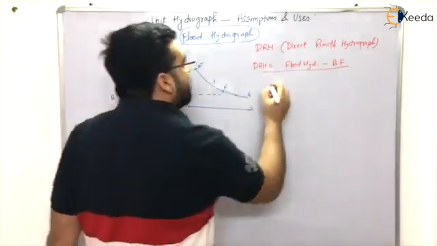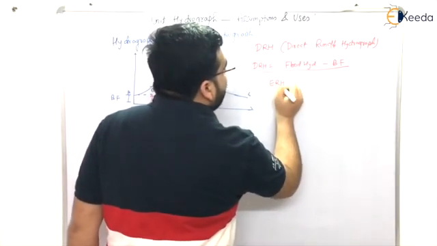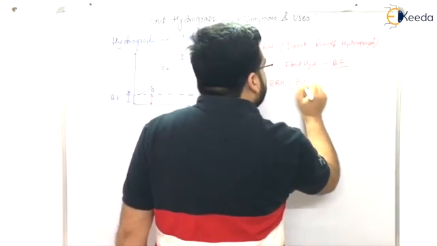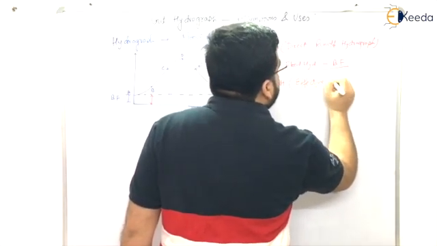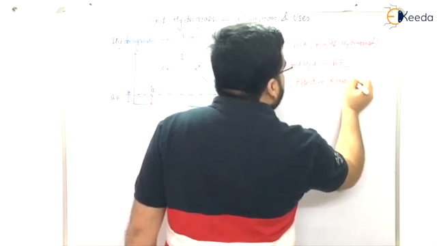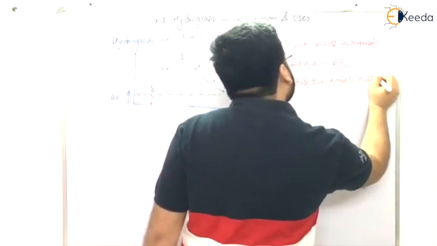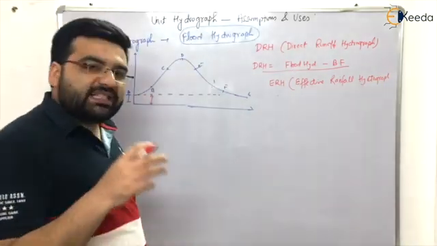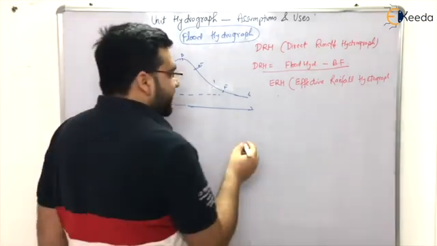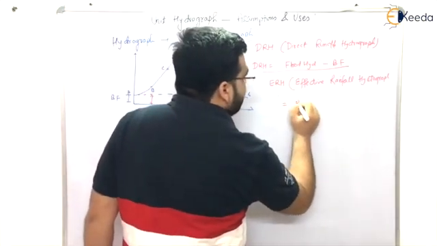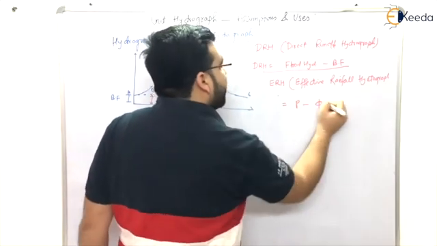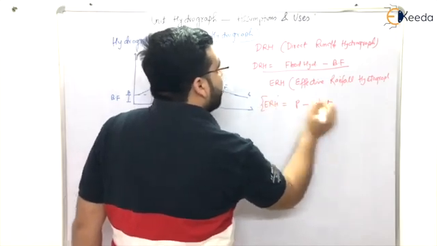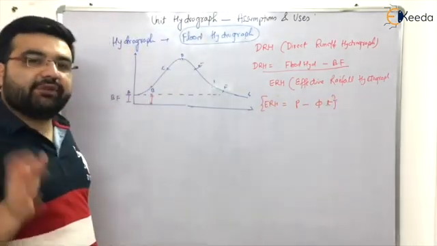And the third thing we discussed is the effective rainfall hyetograph, not hydrograph, right? We get that when we subtract the infiltration index from the total precipitation for a particular time t. We get the effective rainfall hyetograph or effective rainfall. Both are the same thing.